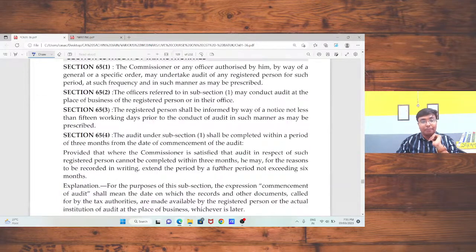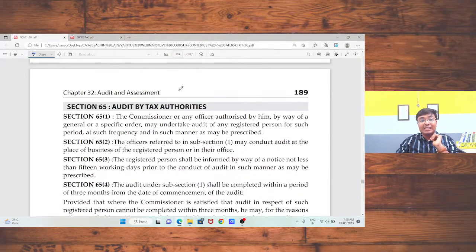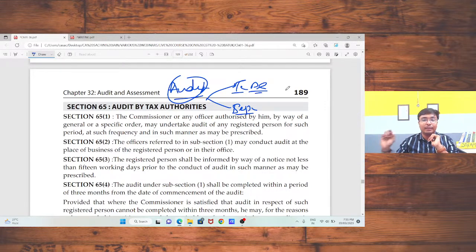Okay, so now the topic is audit by various authorities, that is audit by tax authorities, or audit by departmental authority, or special audit by chartered accountant. Okay sir, so section 65 talks about audit by tax authorities.